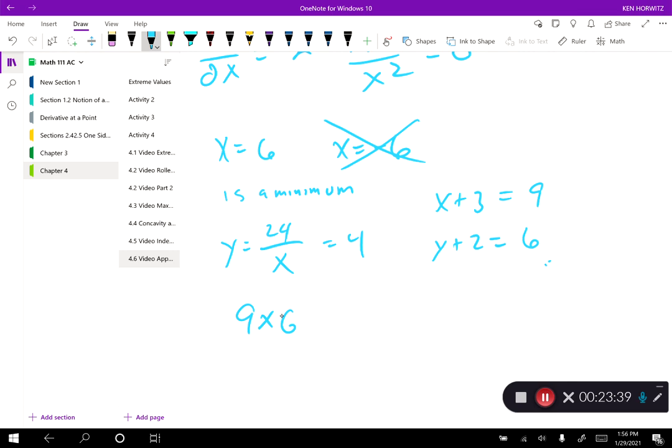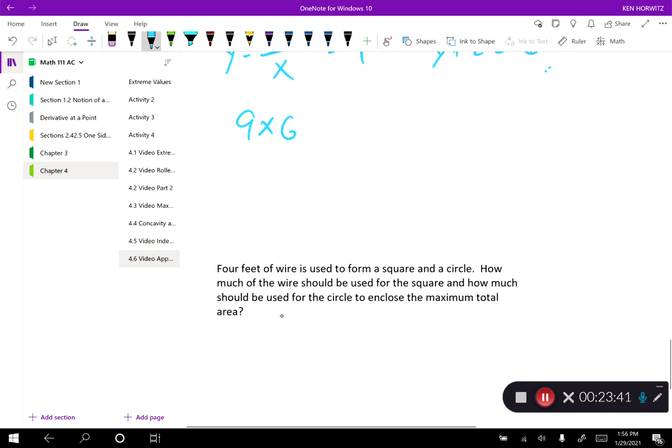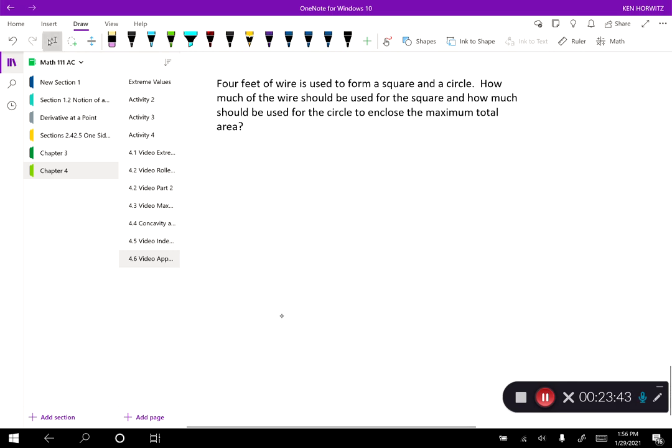All right. So one last problem we'll do quickly. I know I've kept you for a while, but that's okay. We'll knock this one out, and it'll be fine. 4 feet of wire is used to form a square and a circle. How much wire should be used for the square? How much should be used for the circle to enclose a maximum total area?